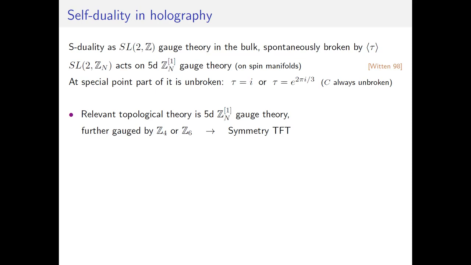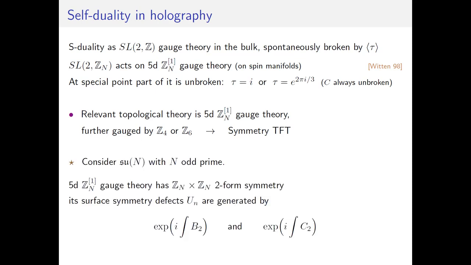And so the topological theory that we have in the bulk is not just this five-dimensional Z_N gauge theory, but in fact a gauged version of it, where you do a further gauging by Z4 or Z6 of this five-dimensional gauge theory. And in fact, it turns out that this particular five-dimensional TQFT is the symmetry TFT for this example, for this four-dimensional theory, or at least for the symmetry that this four-dimensional theory has.